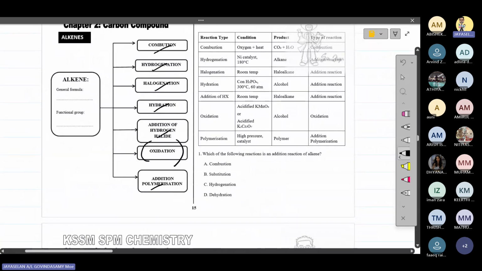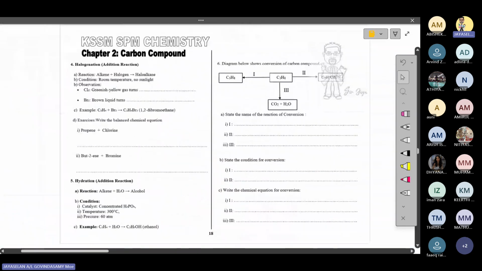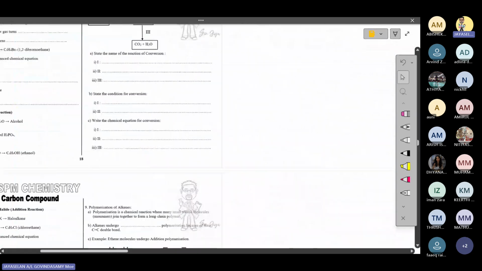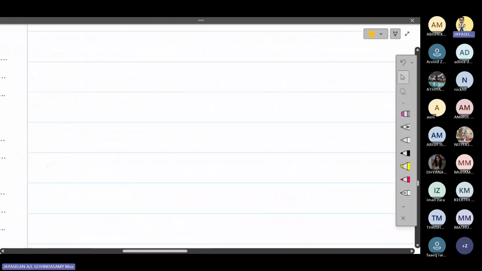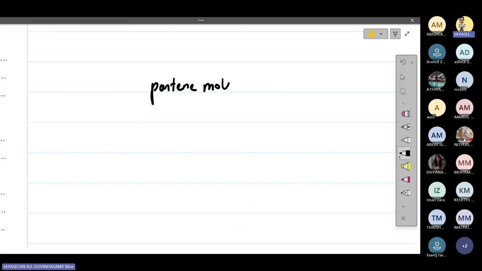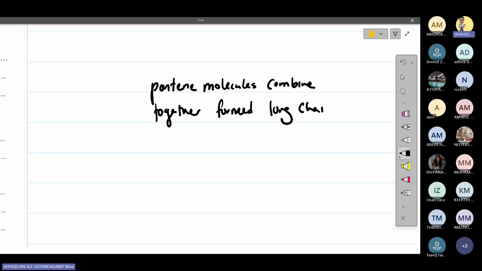Okay, before we go for alkene, I want y'all to do one question on polymerization. Let's say in the exam they put like this: pentene molecules combine together in repeating sequences to form a long chain polymer. So first question, what is the name of the reaction?